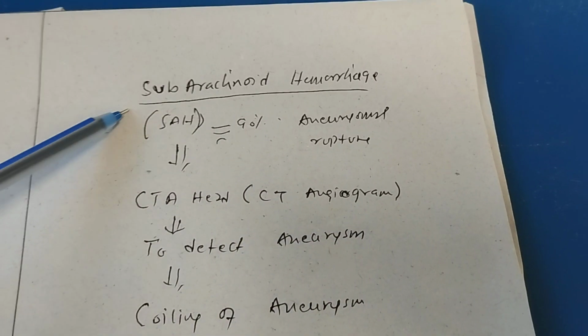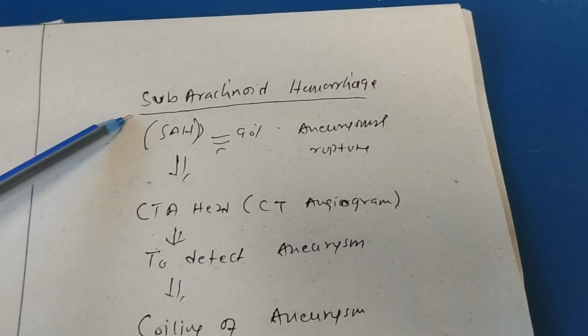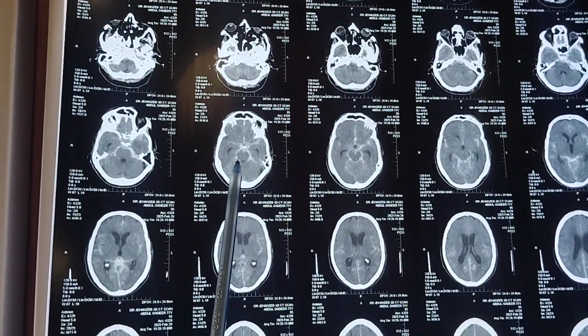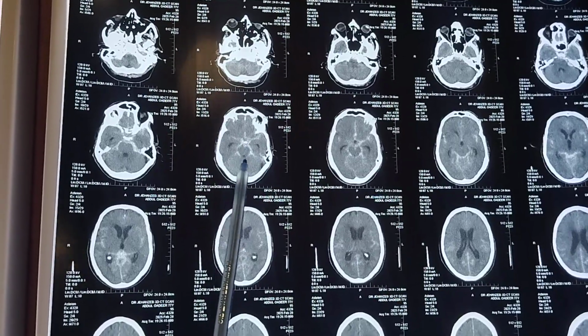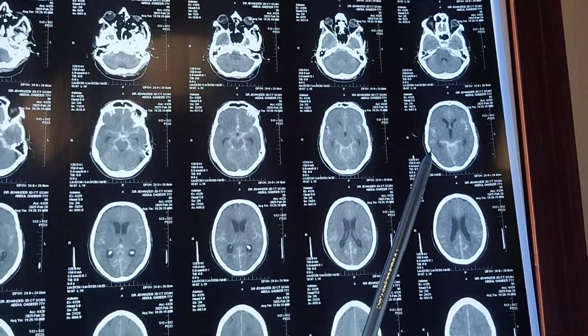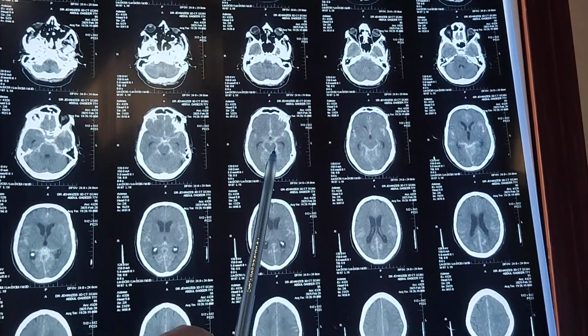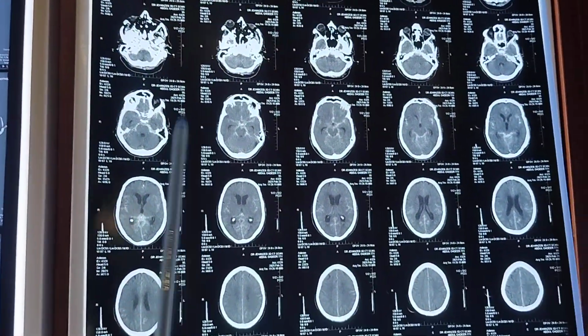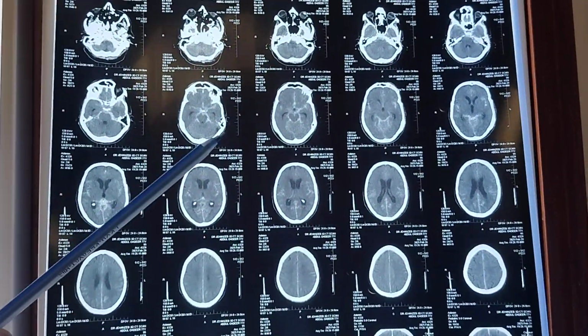So today we're going to talk about when you diagnose a patient with subarachnoid hemorrhage on CT brain. If you see this CT brain, we have these hyperdense areas, or bleed, in the subarachnoid space, basal cisterna, interhemispheric. All these white hyperdense areas are bleed, and that is in the subarachnoid space. So we diagnose this patient with subarachnoid hemorrhage.